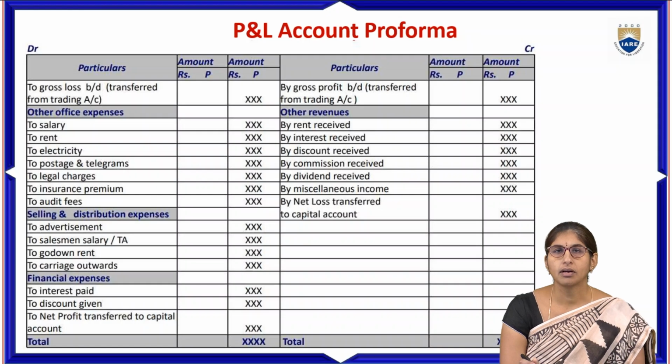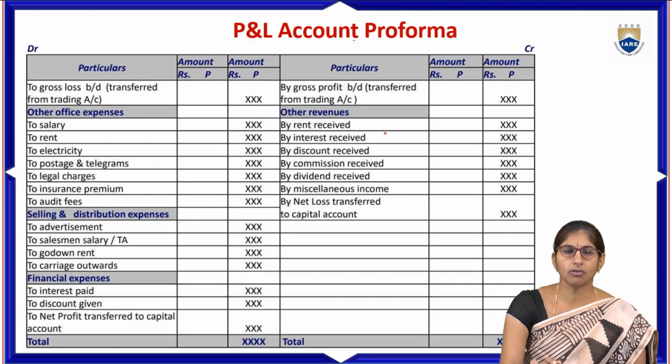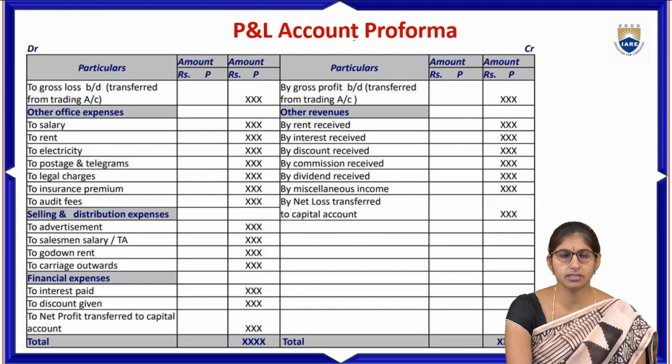Now coming to the profit and loss account pro forma. It is also a T-shaped account where on the debit side we write all the particulars which are expenses, and all the incomes we write on the credit side. Coming to the debit side, the first entry of the profit and loss account is gross loss, which is transferred or received from the trading account.